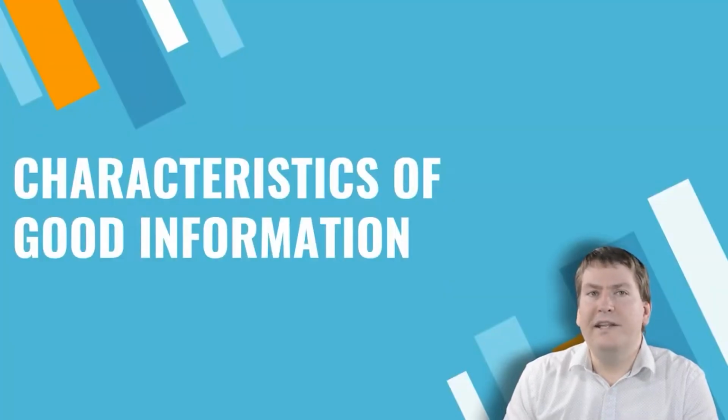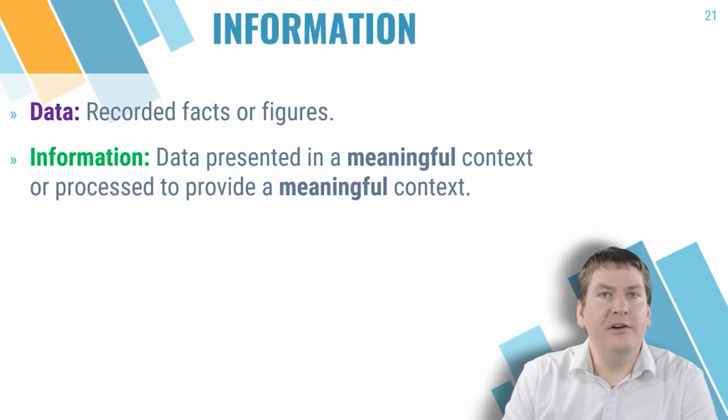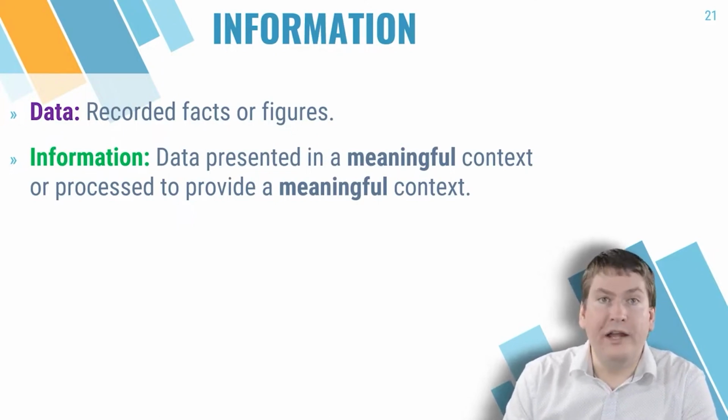So before we did that activity, I mentioned business processes provide the opportunity to create good information. But what makes information good or bad? First, let's review what information is. We covered these definitions in our Introduction to Business lecture, but let's quickly take another look. Data is simply recorded facts or figures without any context, while information is data presented in a meaningful context or processed to provide a meaningful context.